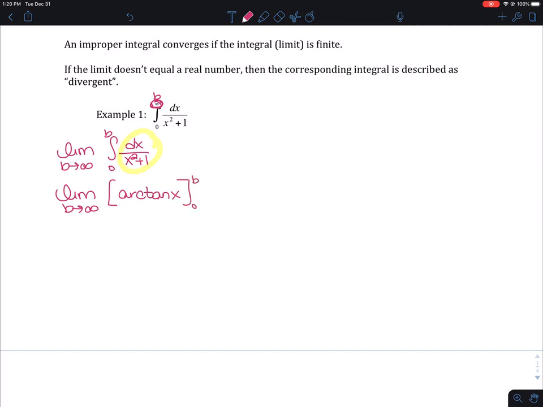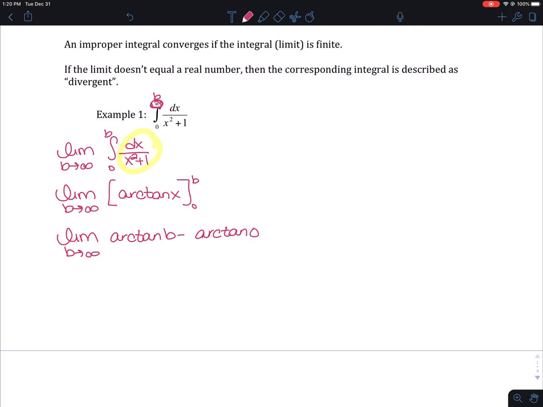Now we're going to take b and plug it in for x, and take 0 and plug it in for x. So we take the limit as b approaches infinity of arctangent of b minus the arctangent of 0. And now you're going to ask yourself, how do I evaluate the arctangent of 0? You have to remember something from a previous class. You have to remember how to evaluate tangent inverse.